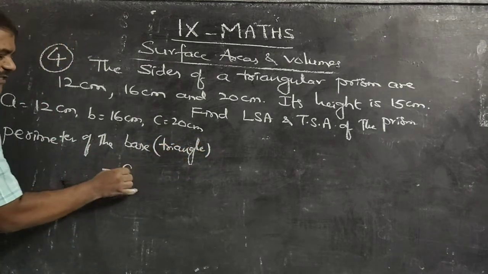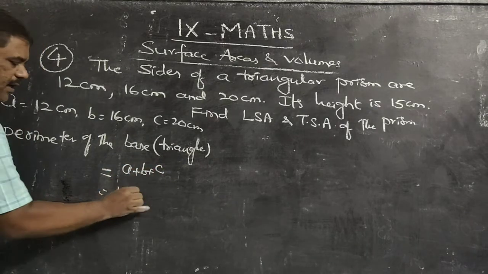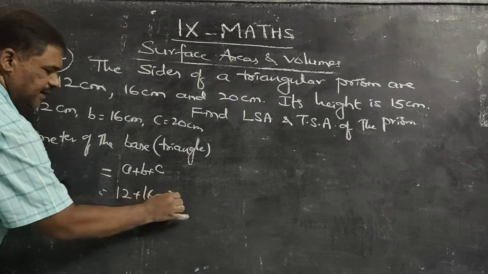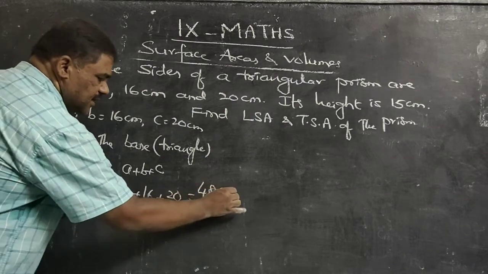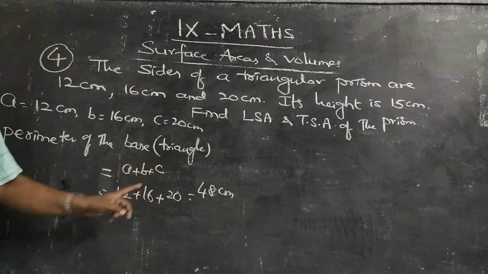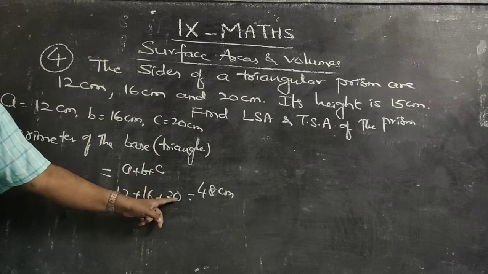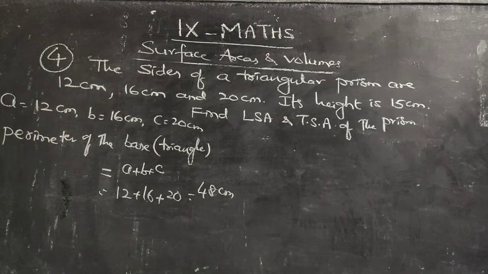Perimeter of the triangle is nothing but sum of all the three sides. So 12 plus 16 plus 20 is 48 centimeters. This is perimeter of the base, perimeter of the triangle. Sum of all the three sides, 12 plus 16 plus 20. 12 plus 16 is 28, plus 20, 48 centimeters.